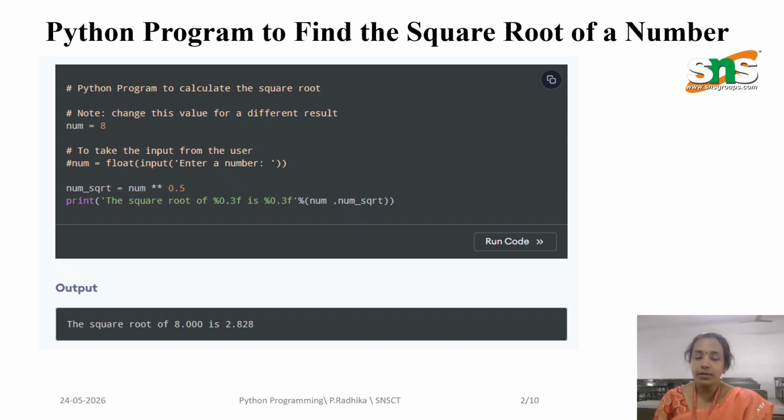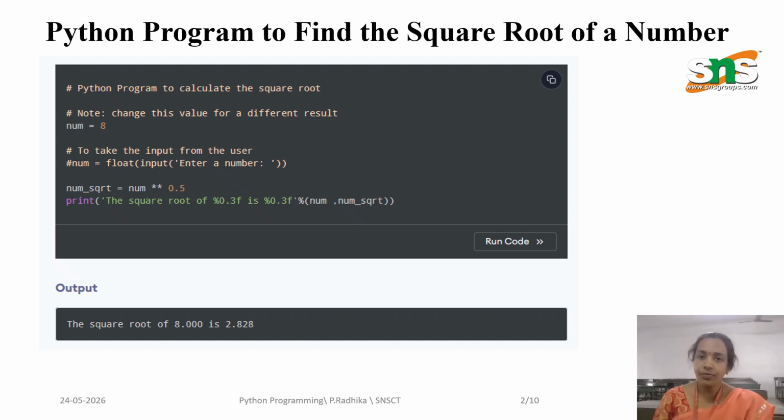So the first one is finding the square root of a number. The square root of a number is nothing but 2 power 1 by 2. So that is the mathematical logic. So Python program using hash comment, Python program to calculate the square root, because we are calculating the square root. So here we are predefining the number. Number is equal to 8.